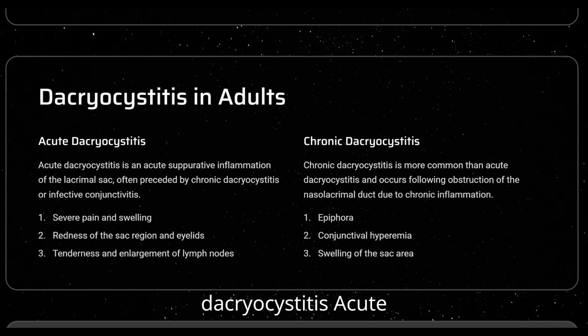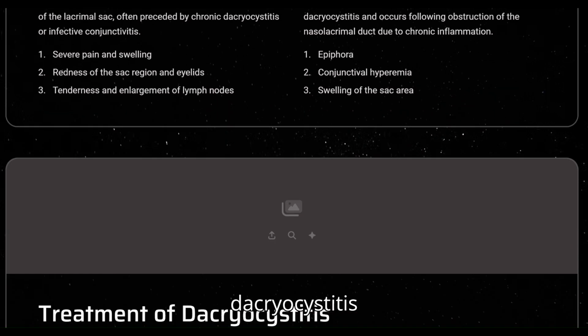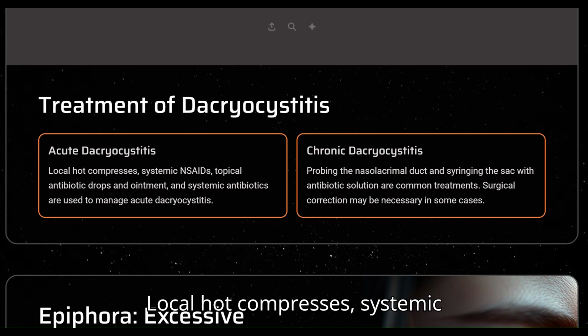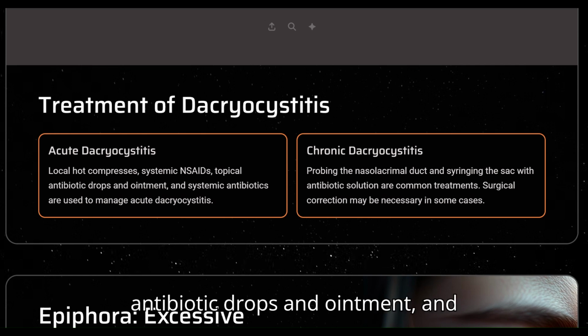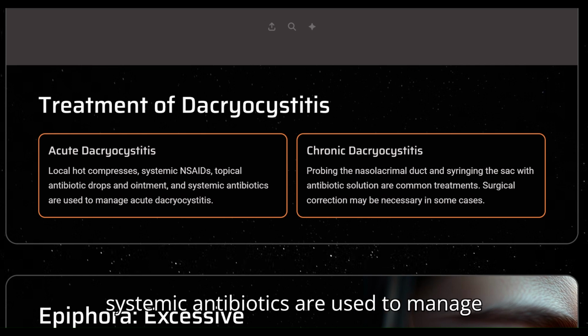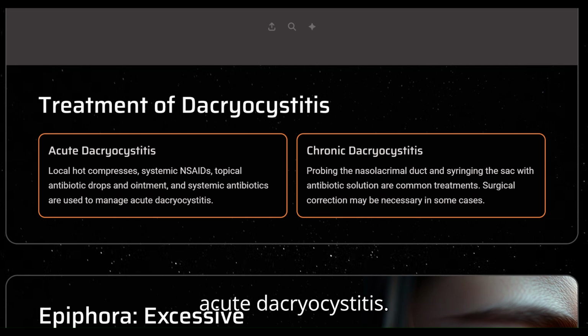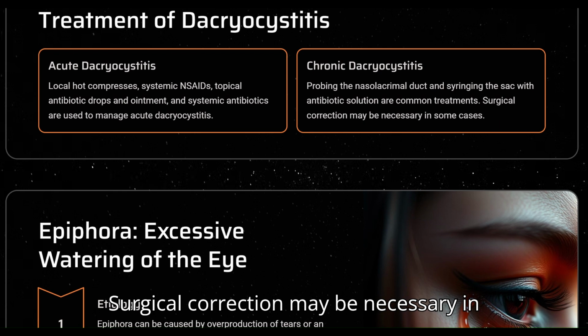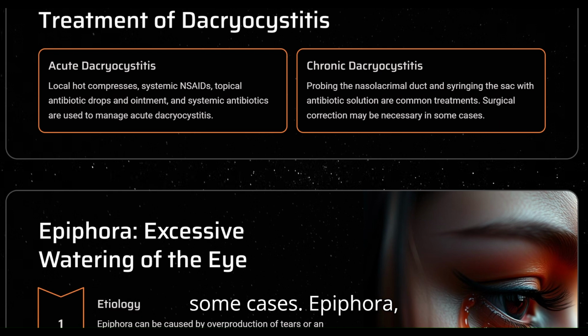Treatment of dacryocystitis. Acute dacryocystitis. Local hot compresses, systemic NSAIDs, topical antibiotic drops and ointment, and systemic antibiotics are used to manage acute dacryocystitis. Chronic dacryocystitis. Probing the nasolacrimal duct and syringing the sac with antibiotic solution are common treatments. Surgical correction may be necessary in some cases.